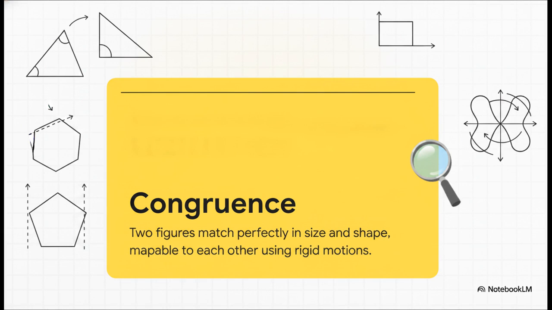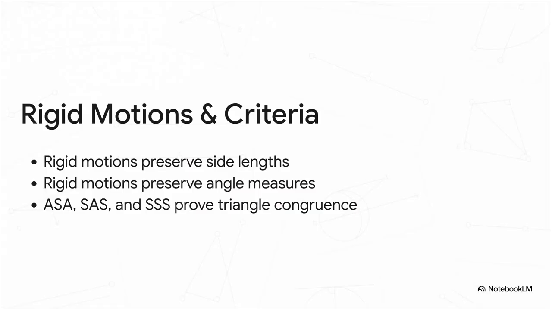We're talking about transformations like rotating, reflecting across a line, or translating by sliding that perfectly preserve every single distance and angle. Because these rigid motions preserve side lengths and angle measures, they form the bedrock for how we prove shapes are identical. This validates standard congruence criteria you'll be using, like angle, side, side, and side, side, side. These criteria let us evaluate polygons and solve problems without having to painstakingly measure every single part of a shape.